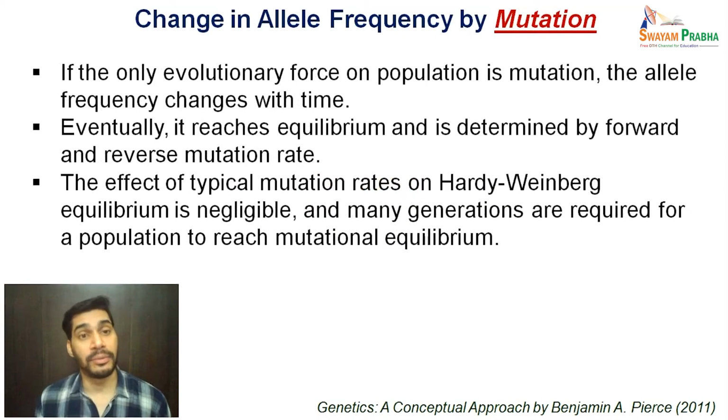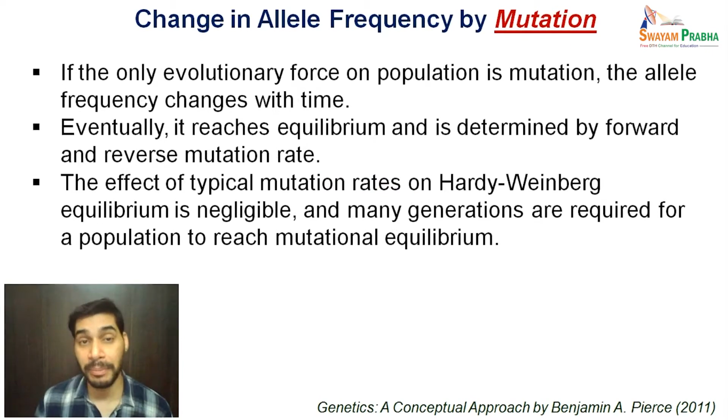If the only evolutionary force on a population is mutation, that means there is no other force, but only mutation is there, the allele frequency changes with time as we have just seen. Eventually, it reaches equilibrium and is determined by the forward and reverse mutation rates. The effect of typical mutation rates on Hardy-Weinberg equilibrium is negligible, and many generations are required for a population to reach mutational equilibrium. But remember, we are talking about this when there is only mutation as an evolutionary force and there is no other force.